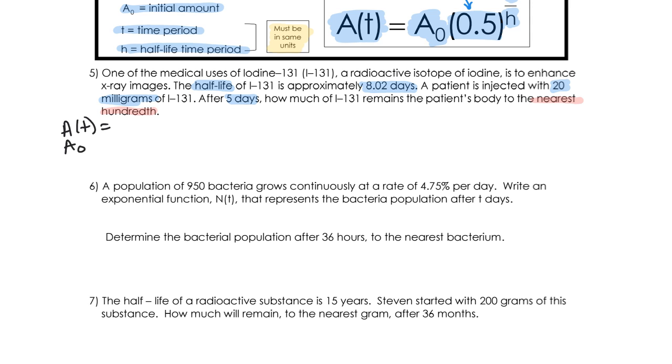Okay, A sub 0, guys, is our initial amount. And if you caught it, a patient was injected with 20 milligrams at first. And so that 20 is going to be our initial amount. We don't have to worry about the 0.5. That's just part of the formula.